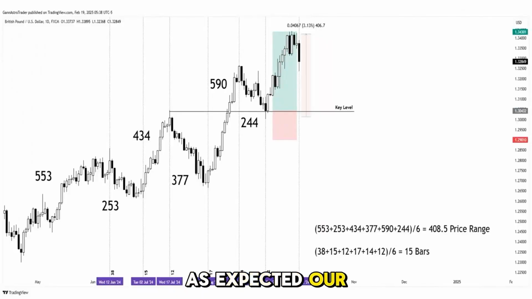As expected, our target was reached. The average time and price calculations worked perfectly in this trade, giving us a precise entry, stop loss placement, and an accurate target. This confirms the effectiveness of using time and price confluence to anticipate market movements. By aligning our entry with the key level and targeting the 408.5 pip range within 15 bars, we executed a high probability trade with a clear structure. This setup reinforces the importance of measuring both price and time to improve trade accuracy and confidence.